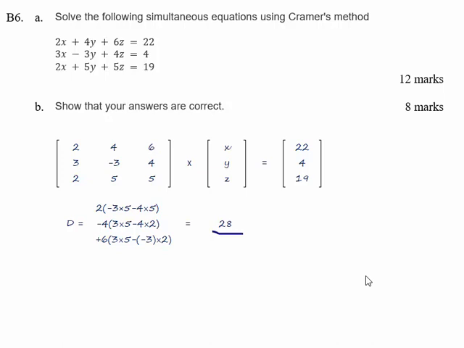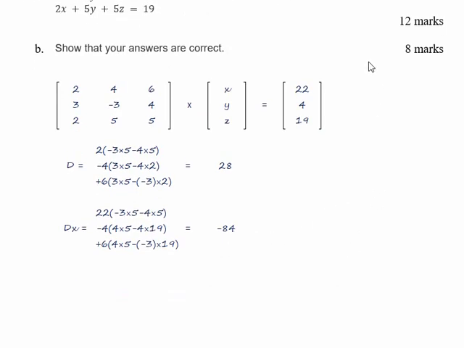The next thing we need to calculate is the x determinant. We'll call it dx. What we're going to do is replace the x column with the values from the right hand side. So that 2 becomes 22, that 3 becomes 4, and that 2 becomes 19. Then we calculate the determinant in the normal way to give us dx is equal to -84.